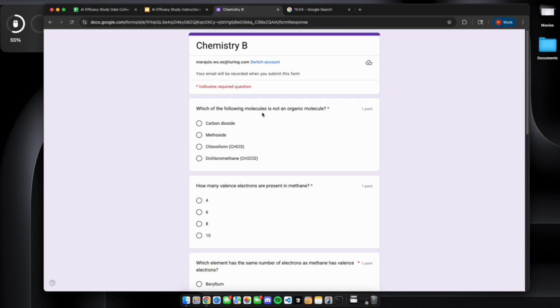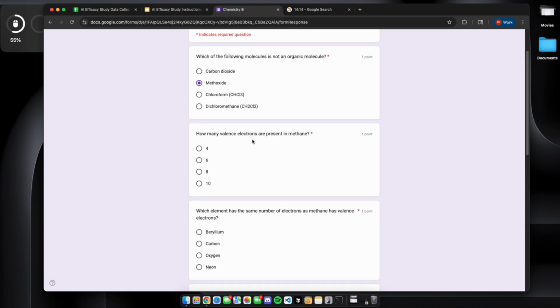Which of the following molecules is not an organic molecule? Carbon dioxide has to be an organic molecule. Oh, see, I remember that an organic molecule has to have a hydrogen bond, but I forgot what it should be bonded by. I'll go with methoxide because I feel like carbon dioxide can't be not organic, and these both have hydrogen atoms here. How many valence electrons are in methane?